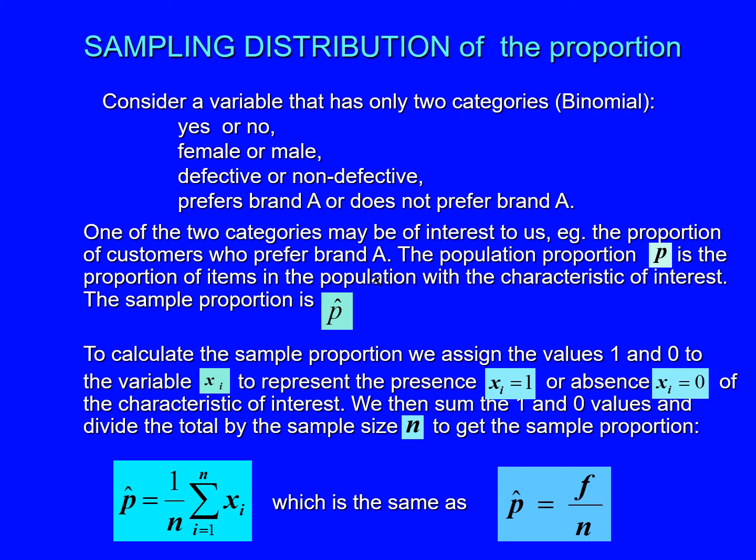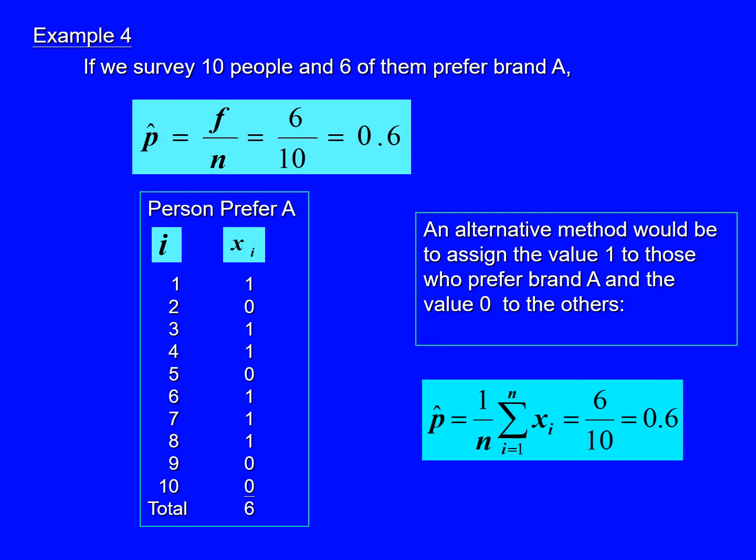Then we calculate the proportion, right? It is easy here how to calculate it. We have here an example just for calculation of the proportion. We have 10 observations and we have brand A and B.